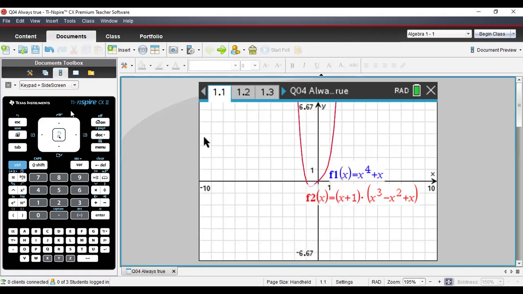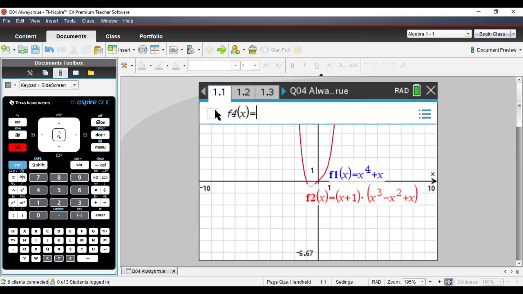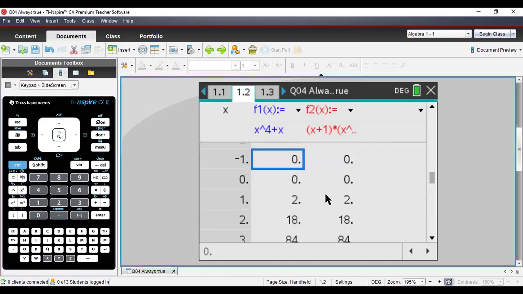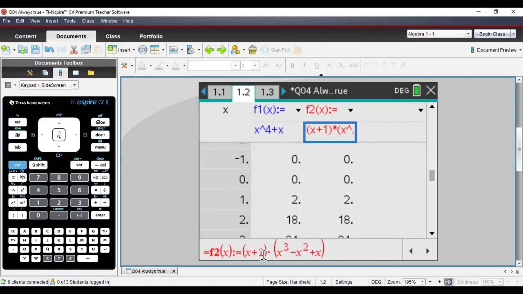So I grabbed the original equation, and for F2, I did the right-hand side of the equation. I made that into a function. Then I did Control T, Control 6, and here is the table. This is the table for F1, x to the fourth plus x, and then this one, x plus 1 times x to the third. All of this stuff down here.